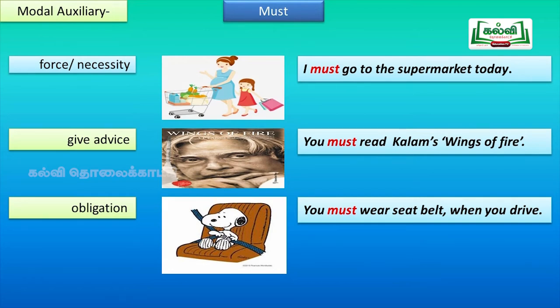Look at the second one. There is a picture of APJ Abdul Kalam. Look at the sentence. You must read Kalam's Wings of Fire. Here, must is used to express advice. Look at the next picture. A dog is sitting on a chair. You must wear seatbelt when you drive. So here it is an obligation. It's a request. One thing you have to notice, must and should are both modal verbs. Must is used when expressing obligation or an unavoidable requirement, whereas should is different.